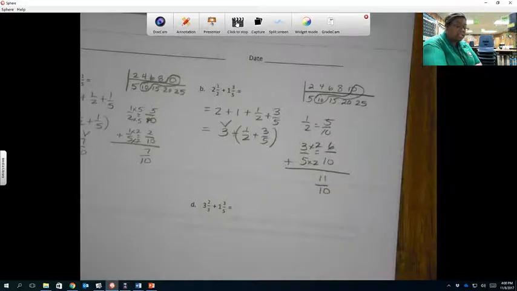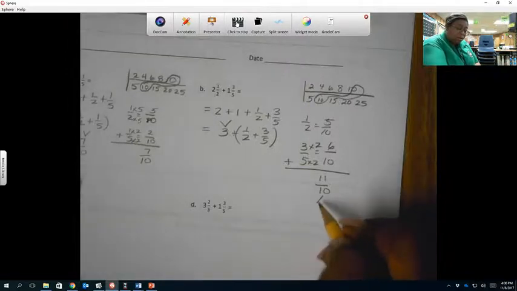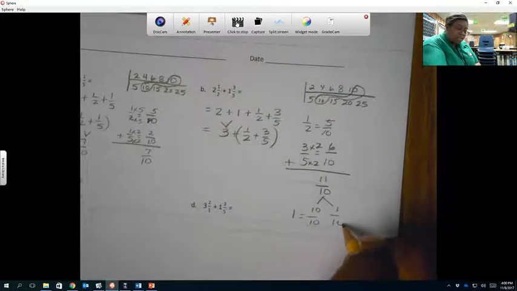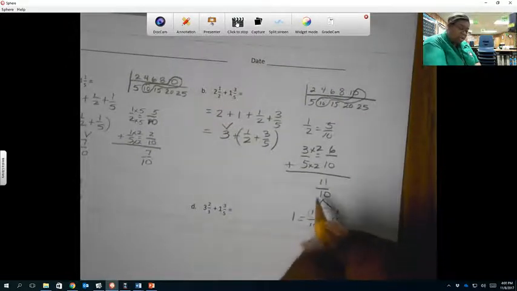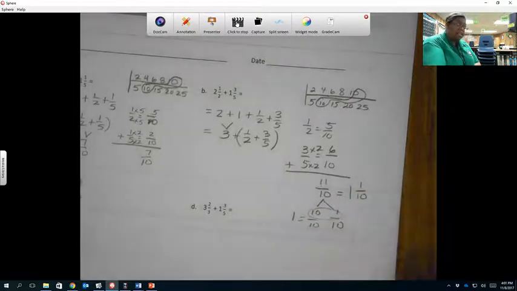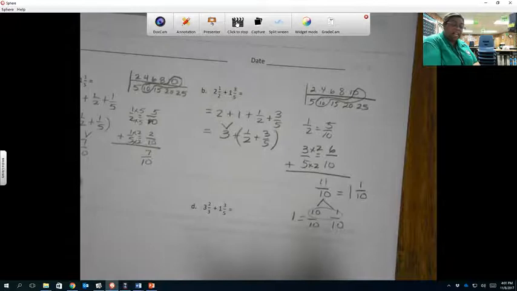Well, 11 tenths is an improper fraction. I need to change that to a mixed number. So how many tenths make a whole? Well, 10 tenths make a whole, with 1/10 left over. See, 10 plus 1 equals 11. So 1 and 1/10 is the same as simplified 11 tenths.